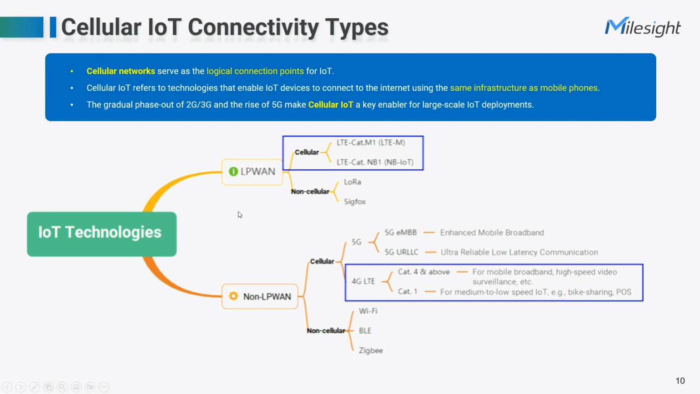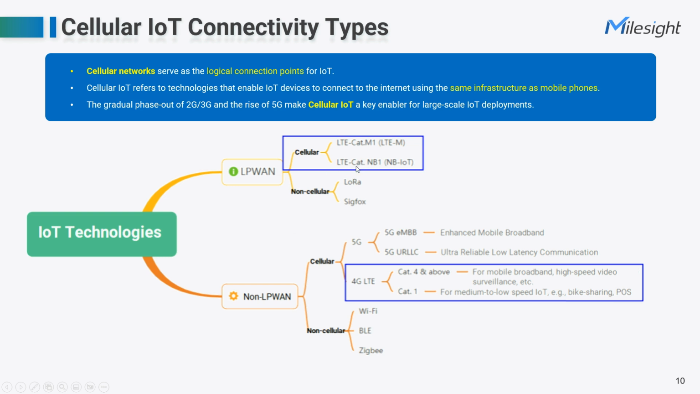We know cellular IoT lets devices use the same network infrastructure as your mobile phone. And just like your phone needs a SIM card, these cellular IoT devices need one too, though they often use a smaller, embedded version. This chart here is really helpful because it organizes the current mainstream IoT connectivity technologies for us. The simplest way to look at it is to group them into two main buckets, LPWAN and non-LPWAN.